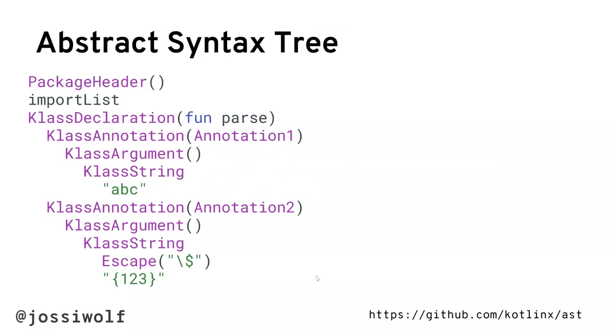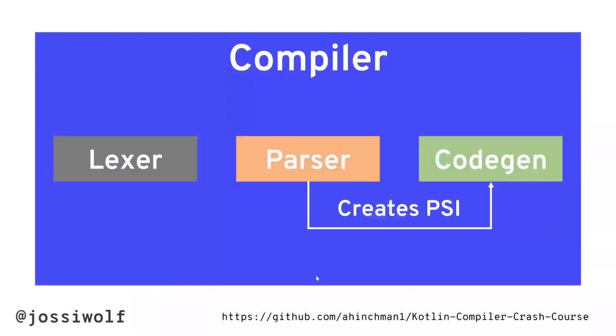So basically this abstract syntax tree is just something the Kotlin compiler works with. I think every programming language has it, an internal representation of the source code, so it's a stage in compilation. So the parser takes that AST, and on top of it, it creates a PSI.